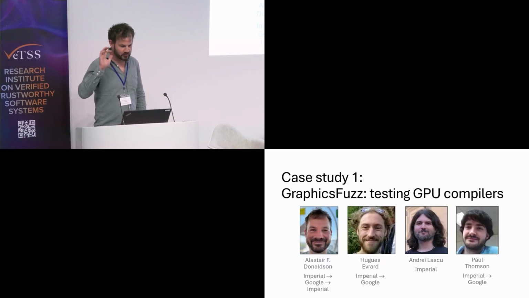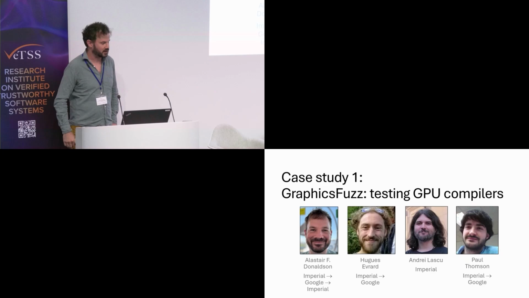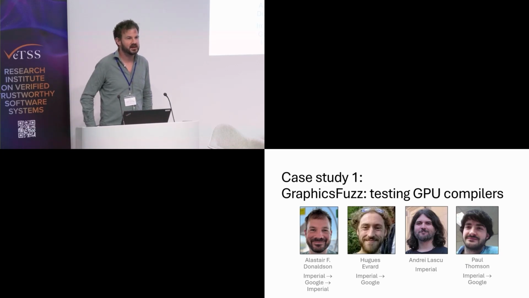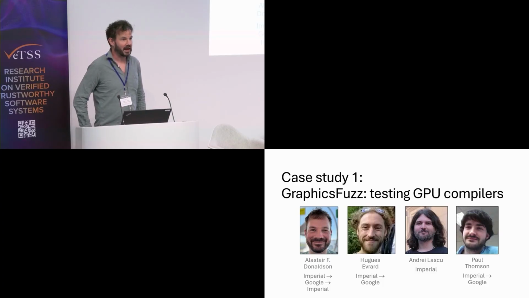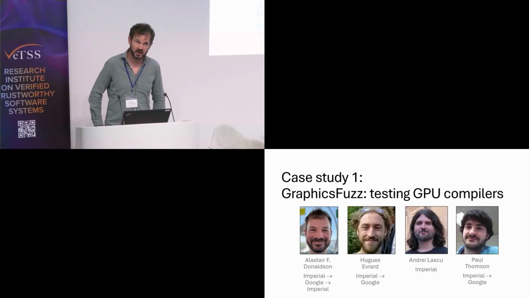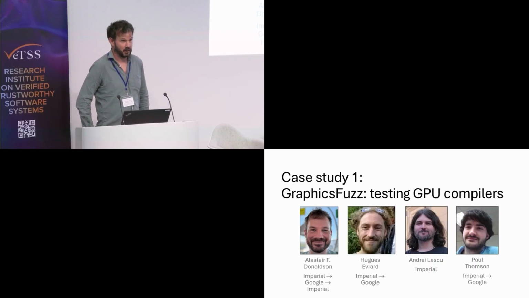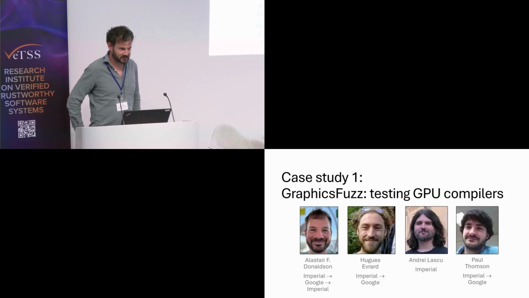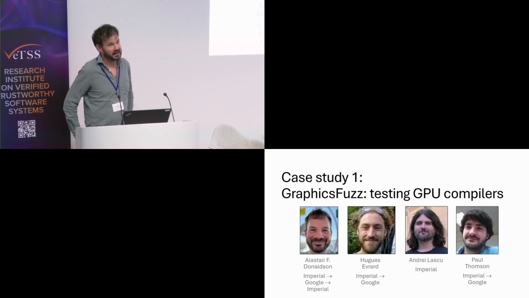Okay, so the first case study is GraphicsFuzz, which was a project that I led with a lot of input from my then PhD students, Andre and Paul, and my then postdoc, Hugh. And we were all at Imperial College when the project started. The project took myself, Hugh, and Paul to Google, where they still are, and I'm firmly full-time back at Imperial since then. And this project was about trying to find bugs automatically in compilers for graphics processing units, GPUs.